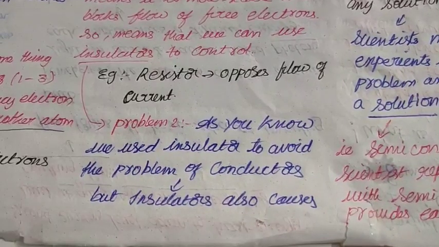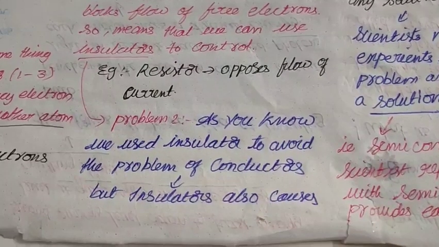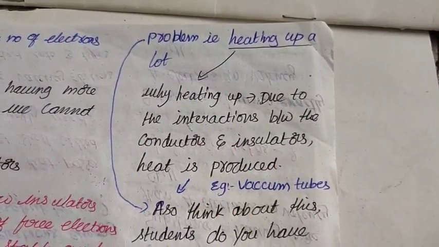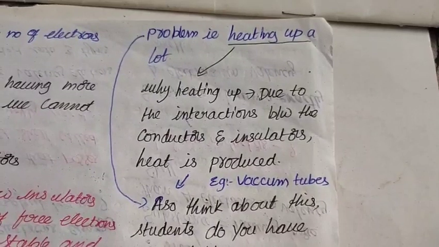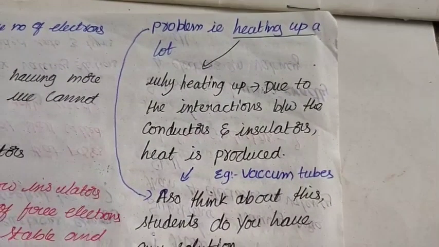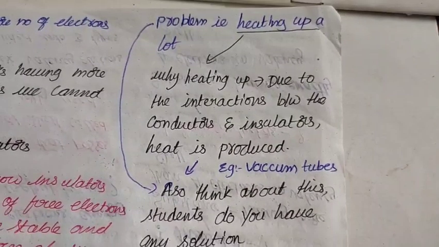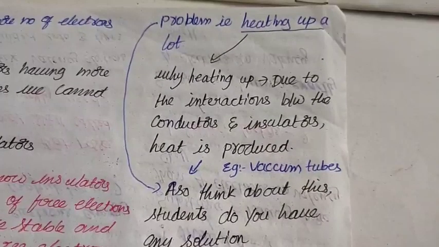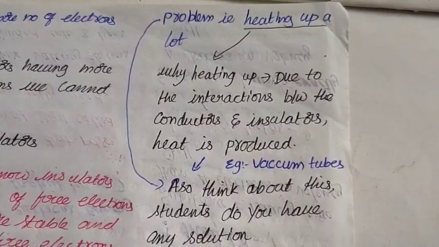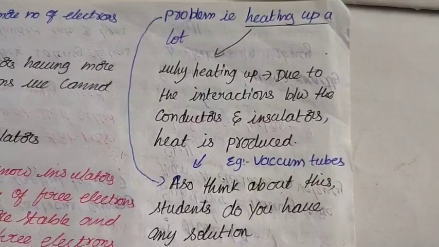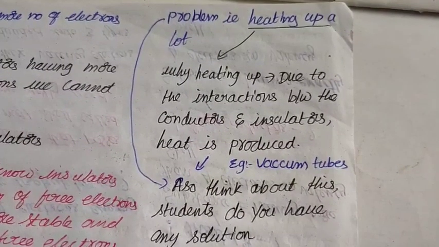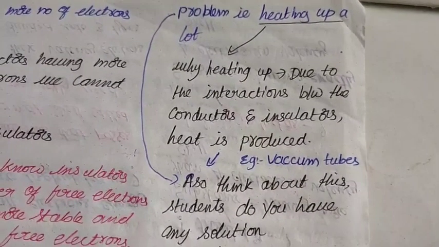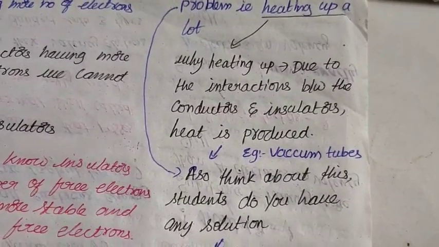As you know, we use an insulator to avoid the problem of conductors. But the insulator causes the problem of heating up a lot. Why heating up, do you think? Yes, due to interactions between the conductors and the insulator, heat is produced. For example, consider vacuum tubes. In olden days, before the invention of the transistor, vacuum tubes caused more heat, which was a major drawback for electronic circuits. So the invention of the transistor avoided this problem.